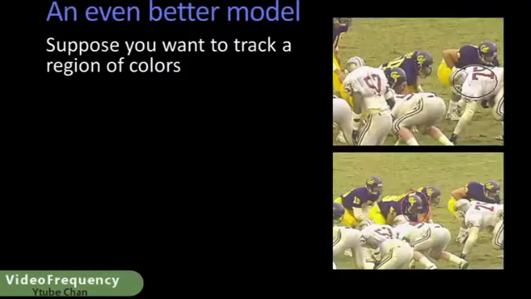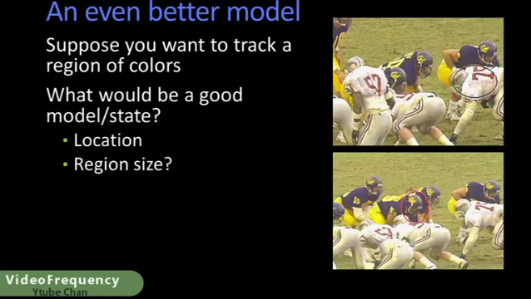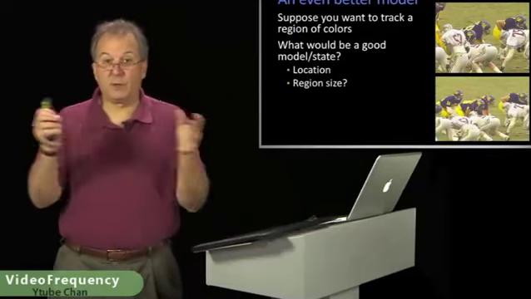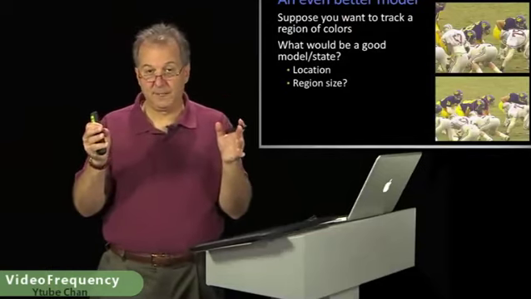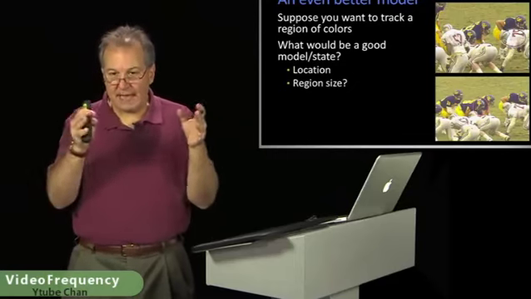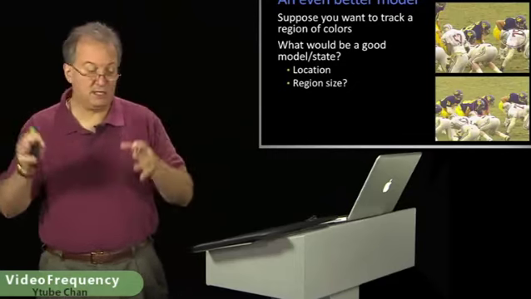In fact, here's an even better model. Suppose you want to track some region of a distribution of colors, right? So like maybe this region here, or this region here where you can see the ellipse, so that kind of gives away the region that we're going to be tracking here. What would be a good model or state for tracking that? Well, clearly you want the location, because after all, I want to know where the thing is. And if I've defined a region, I want to know how that region is changing, maybe a little bit in orientation or size.